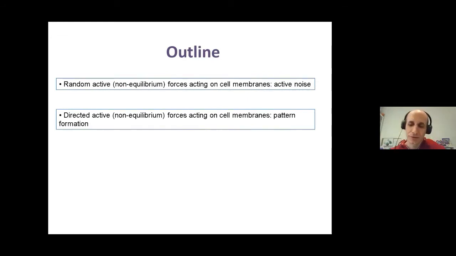And in the second part, I'll talk about active forces which are non-random. So they are directed forces. Their average on the membrane is non-zero. Say they are only pushing or only pulling the membrane inwards. And when they are non-uniform on the surface of the membrane, they can actually give rise to pattern formation. We think that is a good way of modeling how the cytoskeleton of the cell gives cells the variety of shapes that you see in organisms.